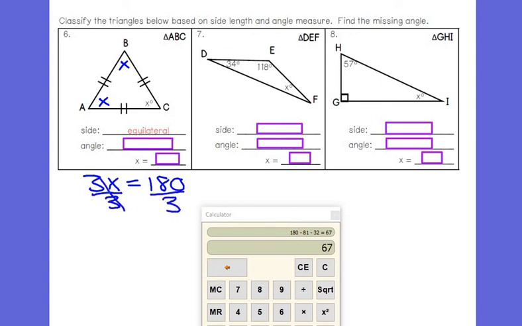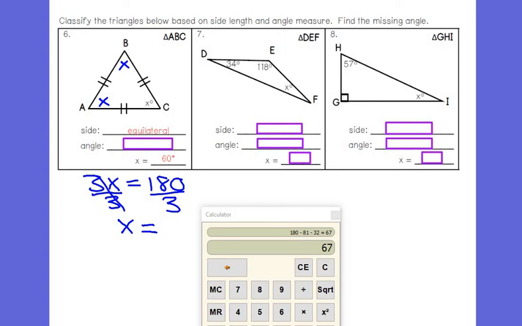Why did I not subtract? Because 3 is married to x. Because 3 what? I said 3 is married, or multiplied, by x. The opposite of multiplication is division. 180 divided by 3 is how much? 60. So x equals 60. So each angle equals 60.